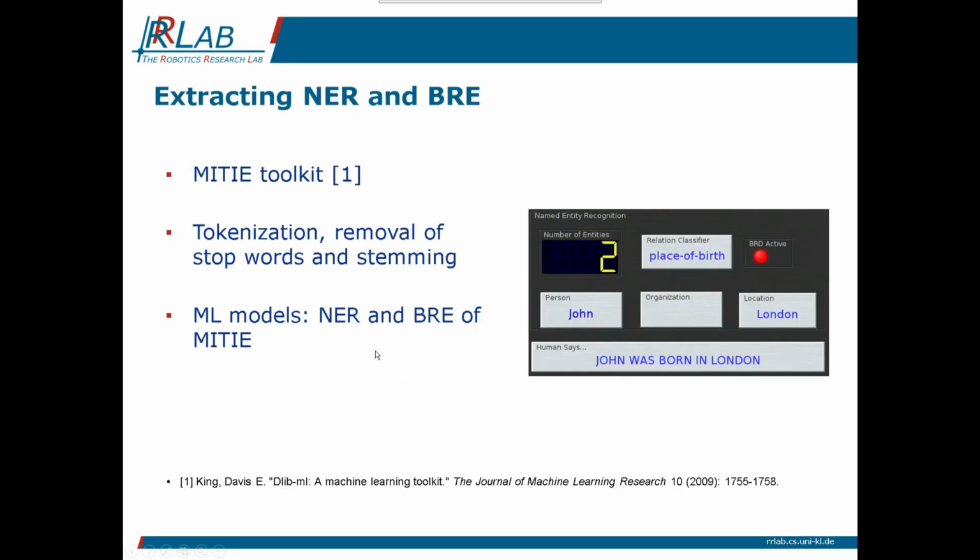We use the MIT IE information extraction toolkit for the recognition of named entities and binary relationships. We first tokenize and remove the stop words. For example, here we have an input sentence delivered by the interaction partner, the human. Our NER model found that John is a person and London is a location, and also there is a relationship between these two, which is place of birth. So here PRD is active and the number of entities detected here is 2.